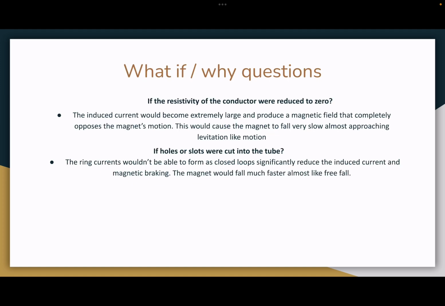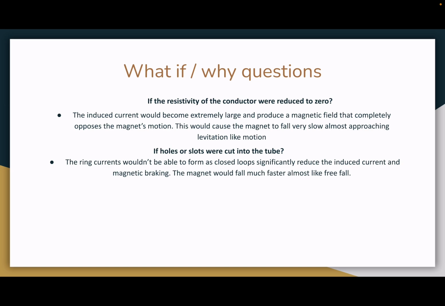For the what-if and why questions, the first is: if the resistivity of the conductor were reduced to 0, what would happen? The induced current would become extremely large and produce a magnetic field that completely opposes the magnet's motion. This would cause the magnet to fall very slowly, almost approaching levitation-like motion. And if there were holes or slots cut into the tube, the rings' currents wouldn't be able to form closed loops, which would significantly reduce the induced current and magnetic braking, and the magnet would fall much faster, almost like free fall.